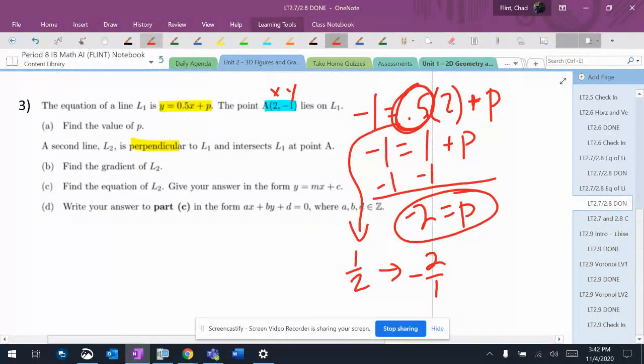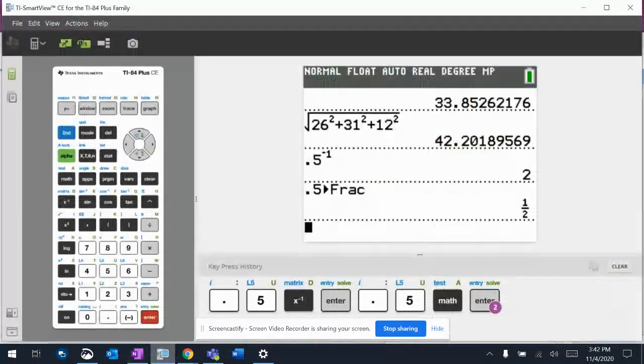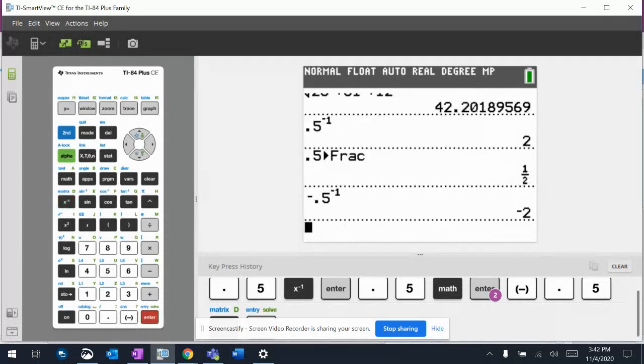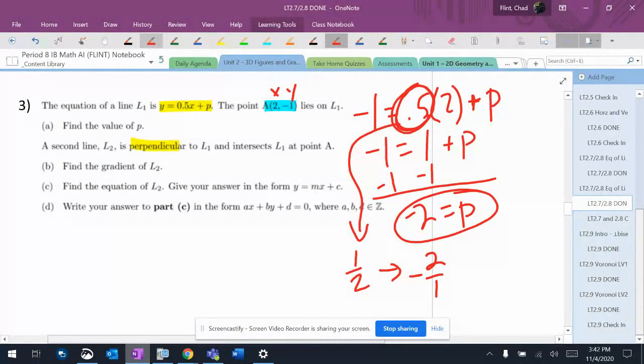All right, now to go back to the calculator for a second, if I wanted the negative reciprocal of 0.5, I can type in -0.5 to the -1 power, and it'll give me -2, which is the same thing as -2/1. All right, so there's lots of different ways to look at that. It's not common that they give you a decimal like that, so I wouldn't completely stress out about it. All right, so then it says find the equation of L2.